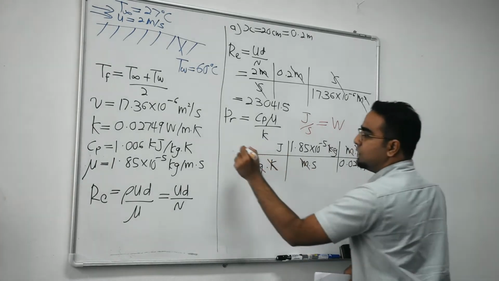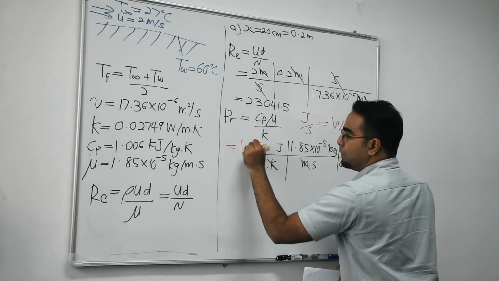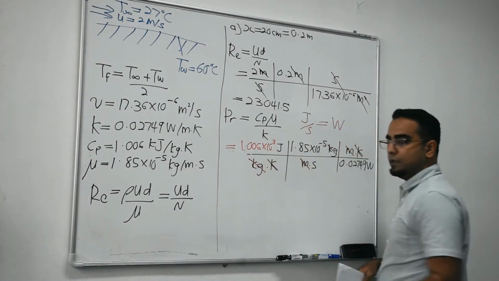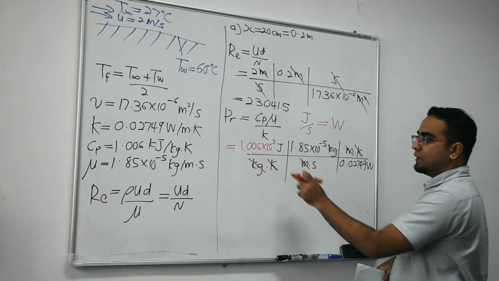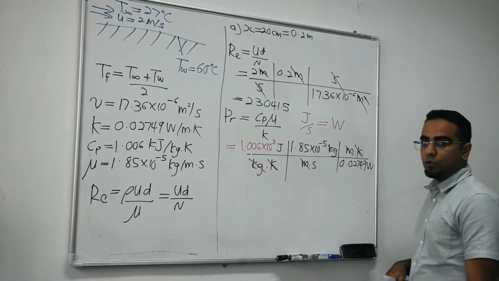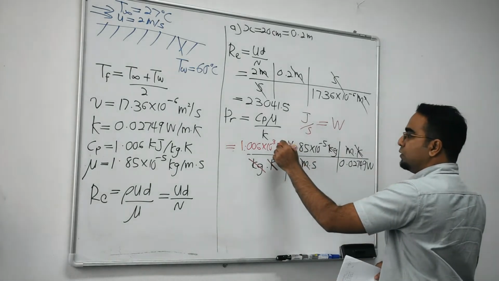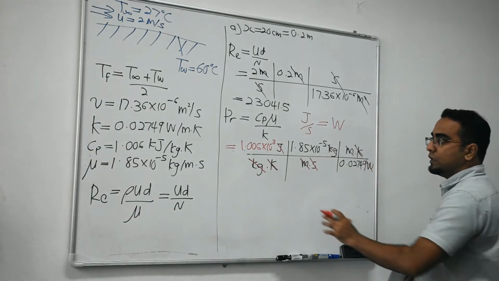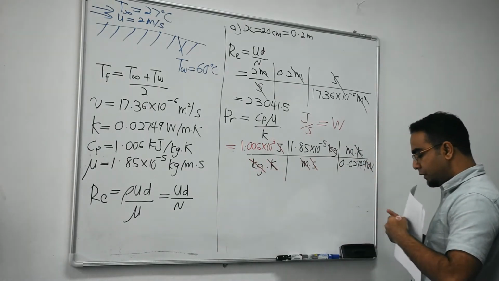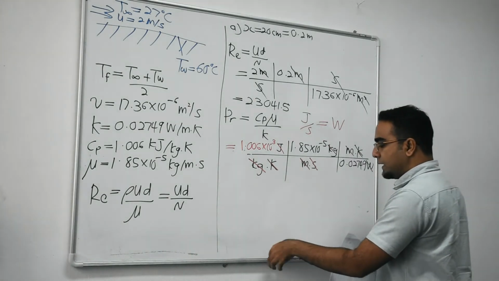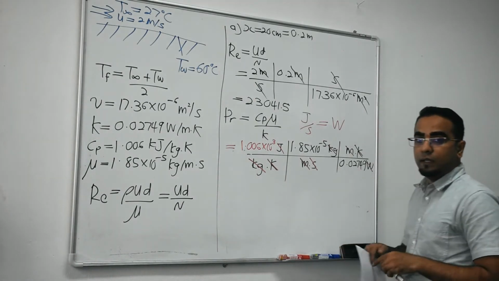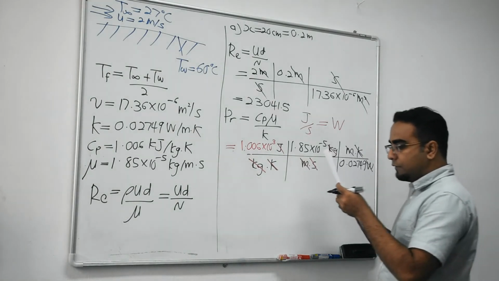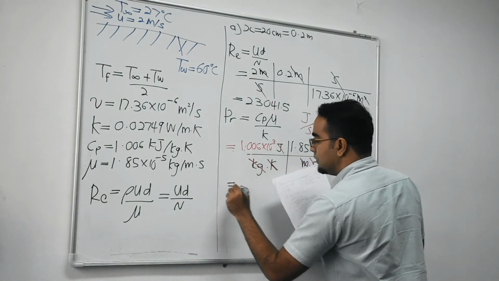You can change the value, set 1.006 × 10 to the power of 3. So you are converting the kilo into 10 to the power of 3, and then kilojoule per second, you can cancel out with watt. So again, there should not be any unit for Pr. Pr and Reynolds number are dimensionless numbers.